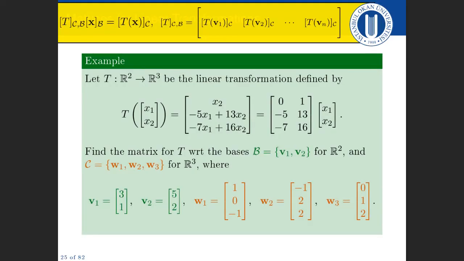Another example. Let T be this linear transformation. This is one we looked at earlier, possibly. This is a matrix transformation with the matrix 0, 1, minus 5, 13, minus 7, 16. But then we're asked to find the matrix for T with respect to different bases B and C, where V1, V2, W1, W2, W3 are written at the bottom.